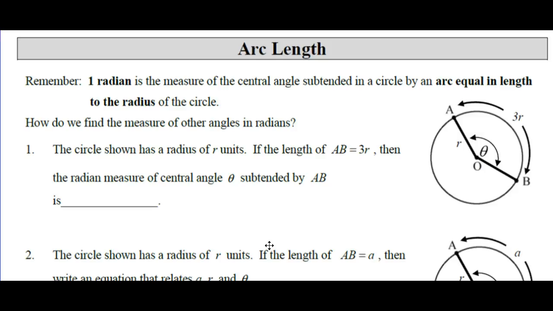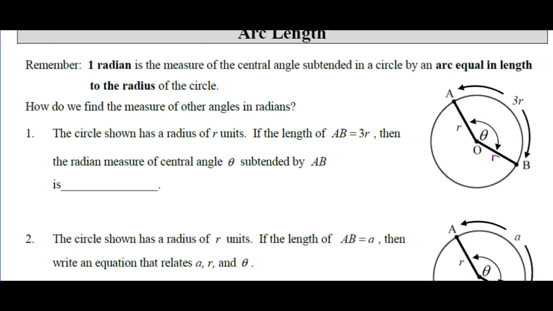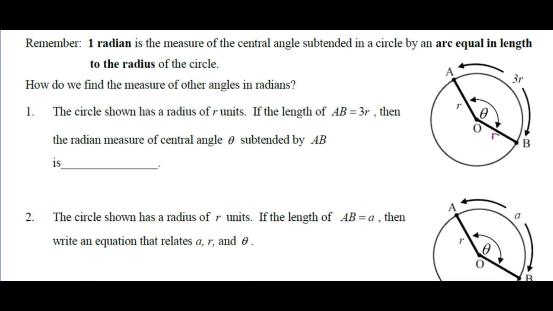Arc length. So, remember, 1 radian is the measure of the central angle subtended by an arc equal in length to the radius. Like here's 1 radius, say here. So this angle is 1 radian. How do we find the measure of other angles? The circle shown has a radius of r units. If the length of the arc is 3r, then the radian measure of the central angle subtended by AB is how many radians?